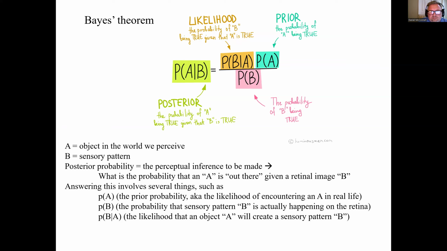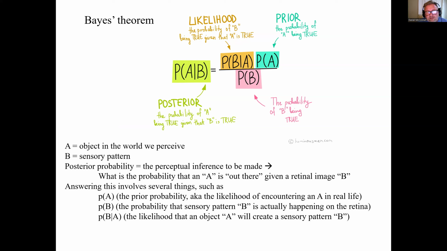So this is determined by this equation here. First is called the likelihood, the probability that B would occur if A was present. So if there is a tree out here, what's the probability that a tree would create this particular pattern? And so that's the probability of B given A.